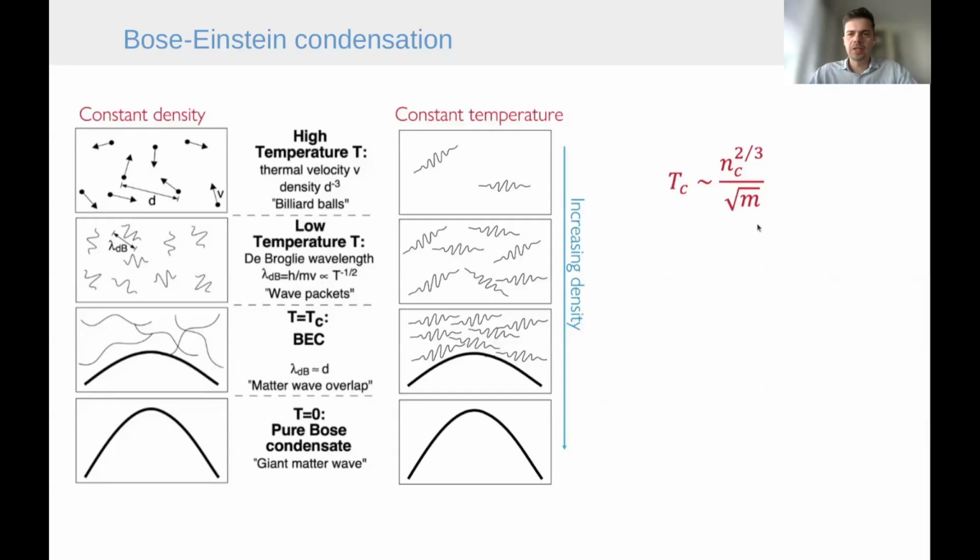But this formula can also be read in a different way. It can be interpreted as a formula for critical density. So now, instead of decreasing the temperature at constant density, we can just increase the density, keeping the temperature constant. And then in this formula, we will see that this critical density, where we will reach the condensation, is given by the temperature and the mass of our particles.